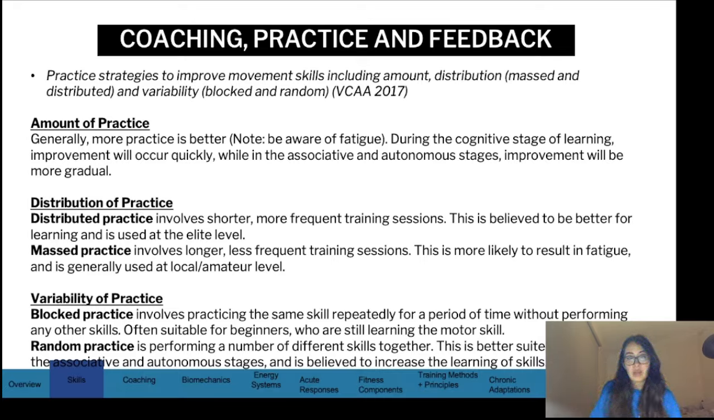In terms of variability of practice, we've got blocked and random. Blocked involves practicing the same skill repeatedly for a period of time without performing any other skills, like doing 50 chips in a row for golf. Random is performing a number of different skills together, which is better suited to learners in the associative and autonomous stages, kind of like when you're getting a bit better. It's believed to increase the learning of skills, so it simulates a real game scenario better, and it allows you to adapt to changes very quickly.